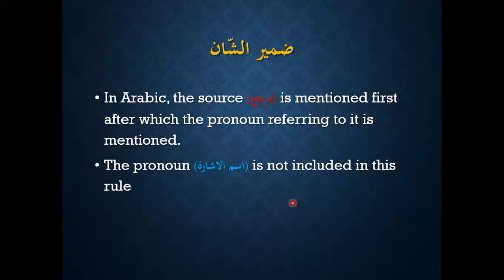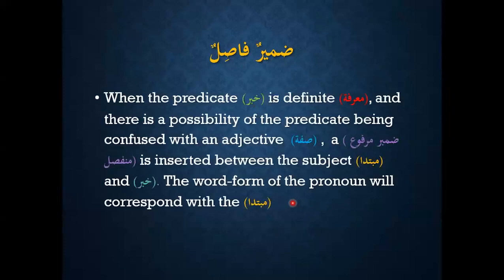Marja. The pronoun ismul ishara is not included in this rule. So normally you have to do that, but for ismul ishara you could do that. ضمير فاصل. What is ضمير فاصل? When the predicate khabar is definite, ma'rifah, and there is a possibility of the predicate being confused with an objective, it could become sifa. So you add a ضمير مرفوع منفصل.